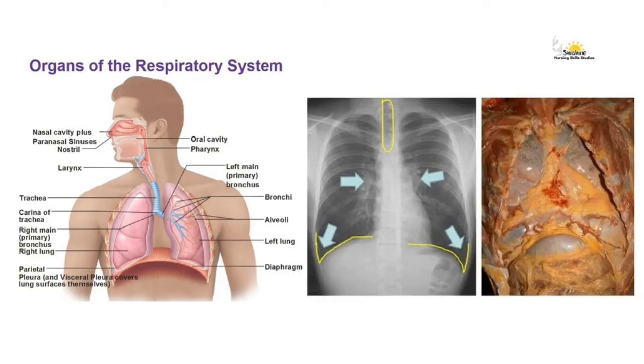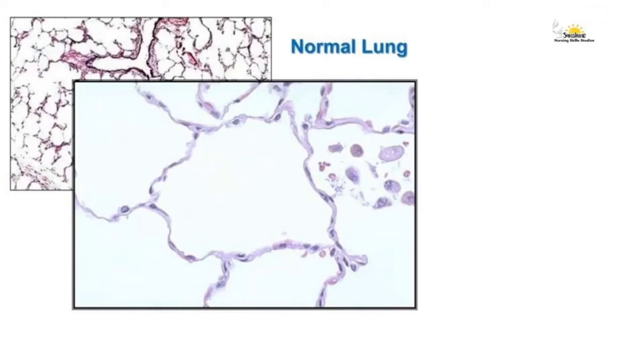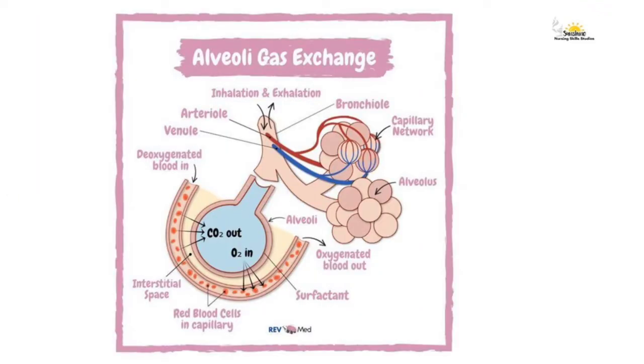The image displayed in front of you shows the organs of the respiratory system, an X-ray view of the lungs, and the normal anatomical view of a human body. The components of the respiratory system include the upper respiratory system and the lower respiratory system, which we have already studied in anatomy and physiology in the first year. Here is the microscopic structure of a normal lung. In continuation with this microscopic structure, we are also going to learn about alveolar gas exchange. The picture in front of you explains alveolar gas exchange.